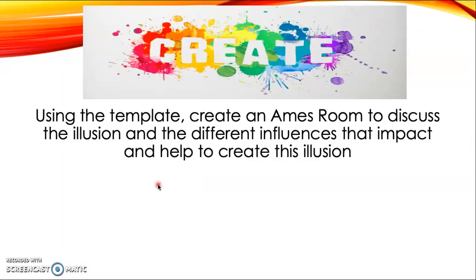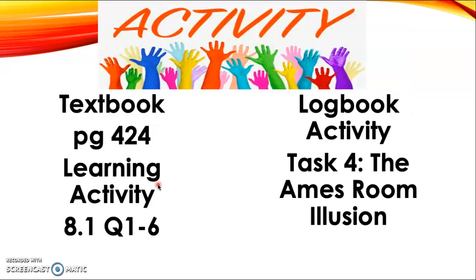Right, unfortunately we don't get to do this activity because we are doing remote learning. So you're going to do textbook activity 8.1, questions 1 to 6 ideally, but have a look at Compass for the minimum requirements, and then the logbook activity on the Ames room illusion. I will also upload the cut and paste activity from before. If you've got time and you're just sick of the screen and writing, you can have a go at creating your own Ames room. Okay.